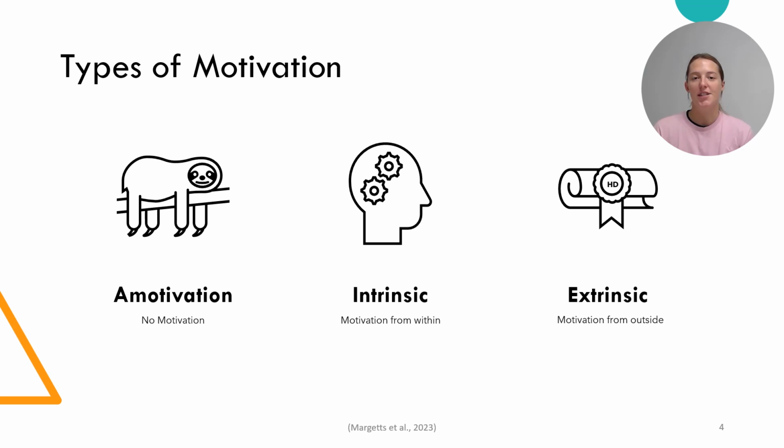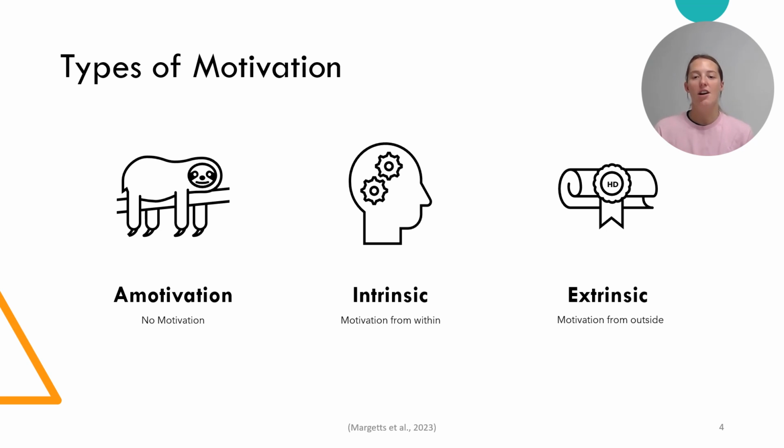Secondly, we've got intrinsic or internal motivation. So that's the desire that comes from within to do that activity or do that behavior. So again, with this example of doing uni work, internal motivation or intrinsic motivation would be, I want to do this uni work because I just want to become more knowledgeable about this area or this topic.